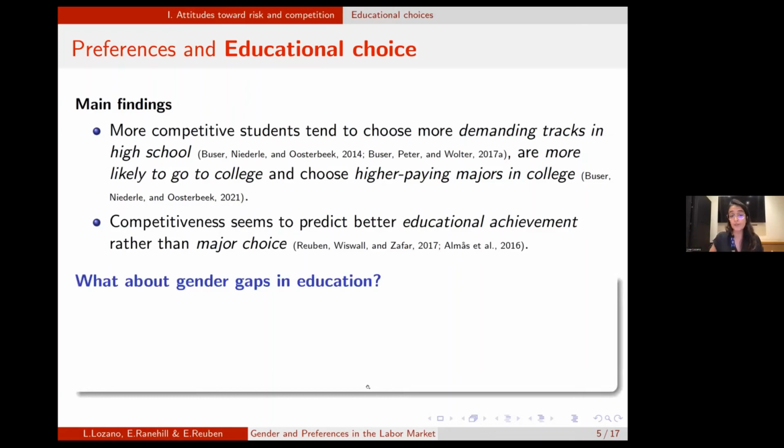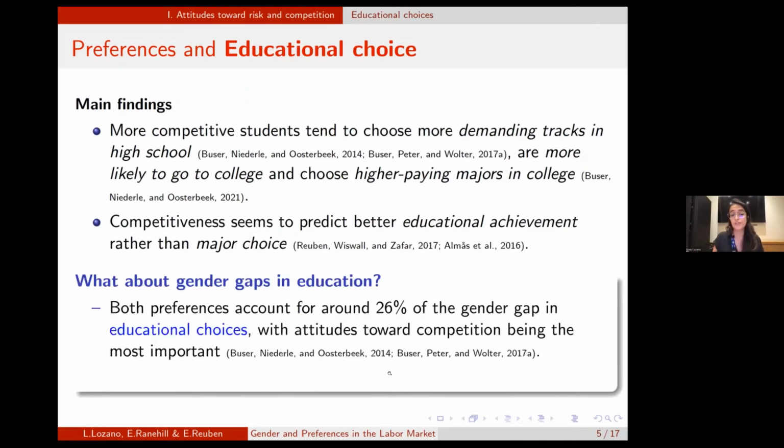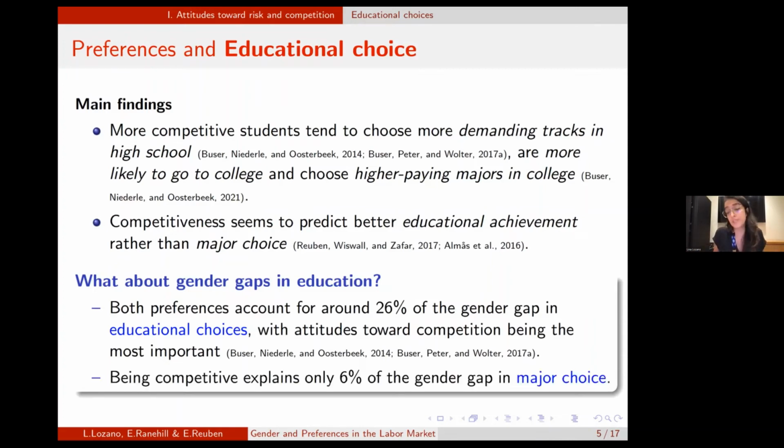Now, when it comes to the gender gap in education, what we know is that both preferences, attitudes towards risk and competition, actually account for around 26% of the gender gap in educational choices, with competition having the most explanatory power within this percentage. Also, when it comes to major choice, as I mentioned before, preference for competition does not seem to explain so much the gender gap in major choice.